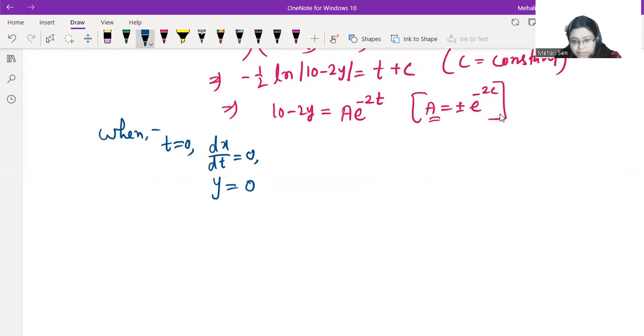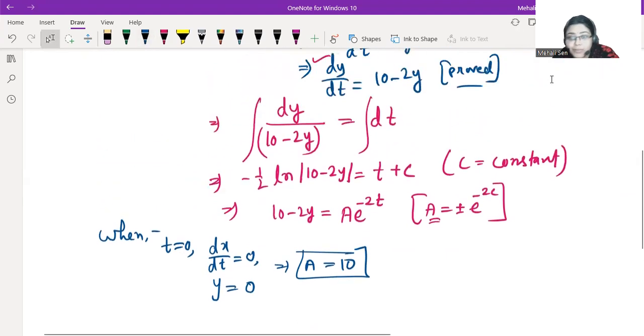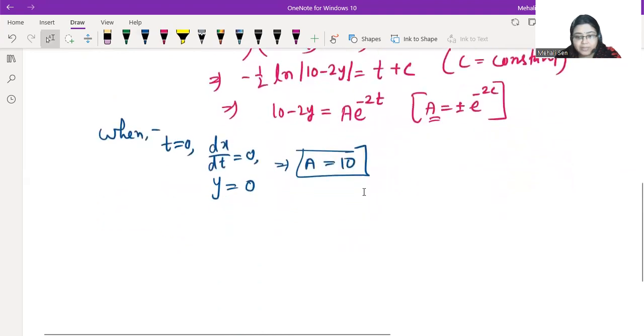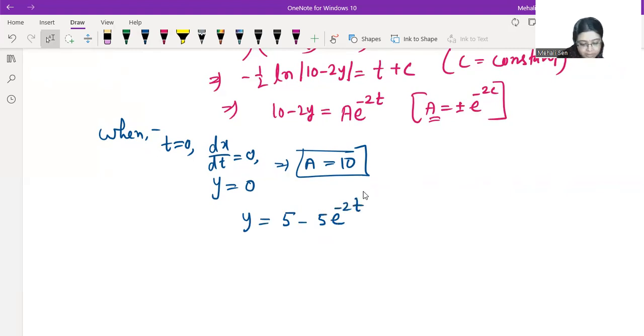If you put that value in here, you will get A is equal to 10. So the first constant we have found. Now we need to find the value of y in terms of t. Here y is equal to 5 minus 5 e raised to the power minus 2t. Isn't it? So this is our y. Now we know that y is equal to dx/dt. Clear?